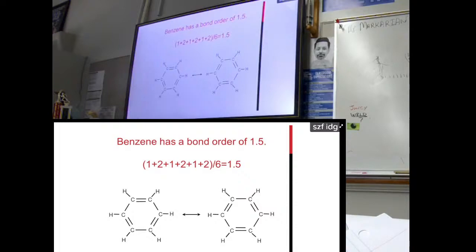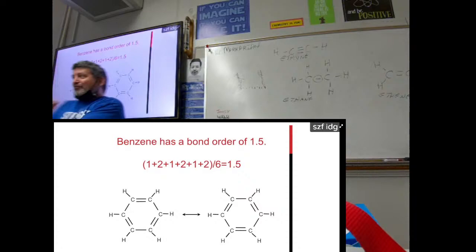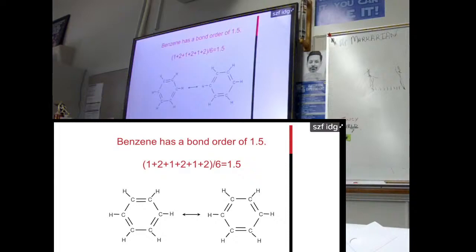This is where it gets a little weird. Benzene. What would the formula be for this? How many C's are there? Six. How many H's? Six. Organic chem.